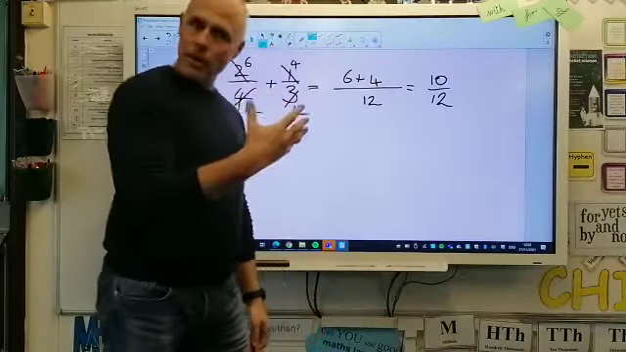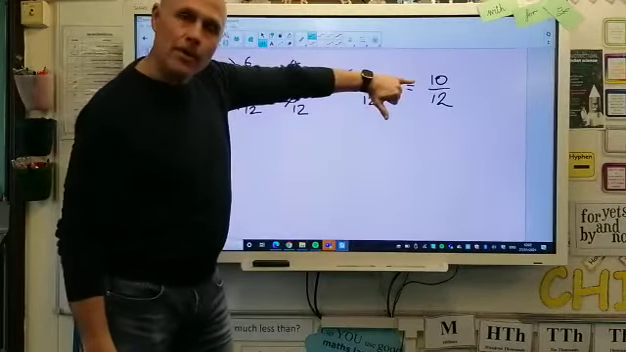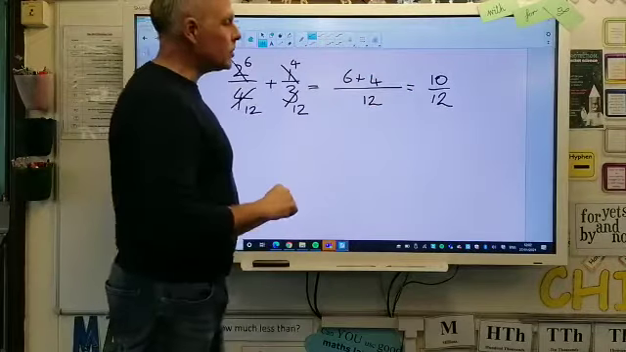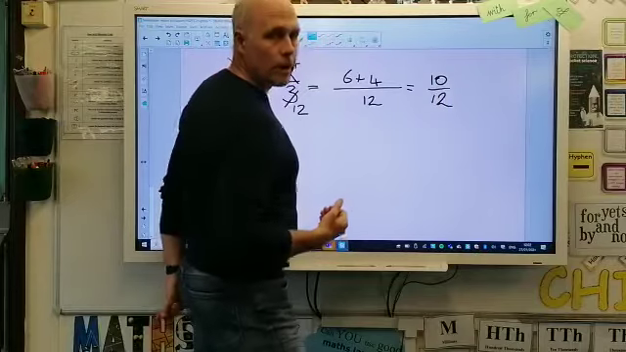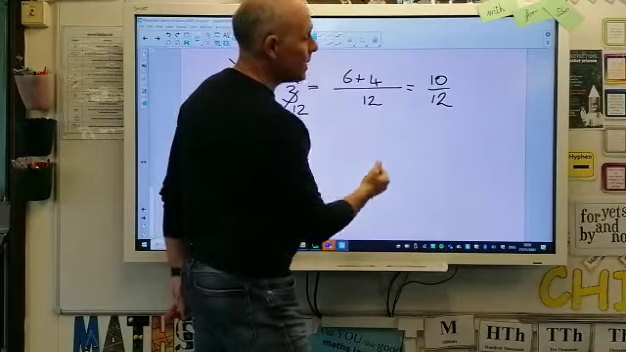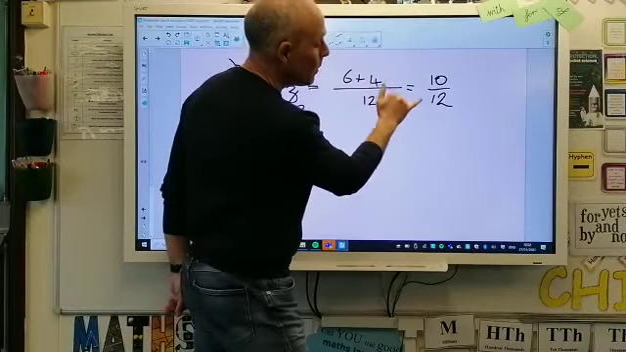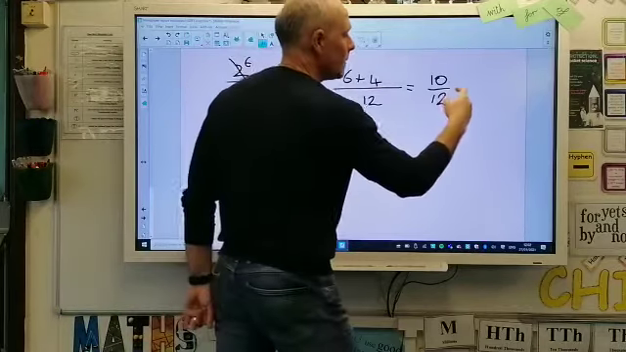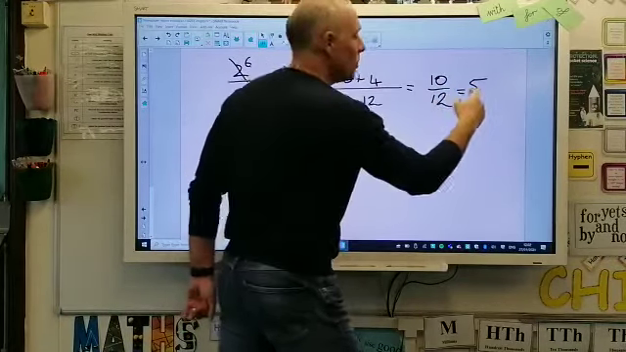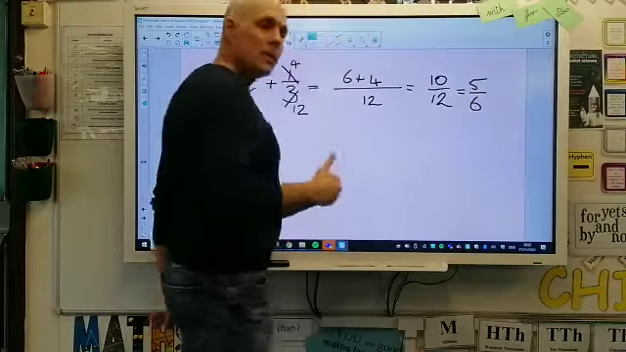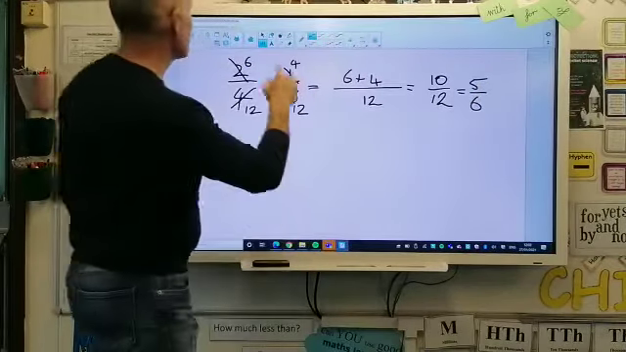If you want to go further and you want to simplify the fraction, then feel free to do so. So we're looking for a factor of 12 that's also a factor of 10. In this case, we could divide 10 by 2 and we can divide 12 by 2. 10 divided by 2 is 5. 12 divided by 2, 6. So you can simplify it to 5/6.